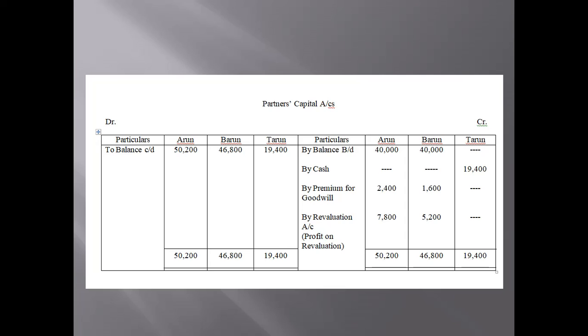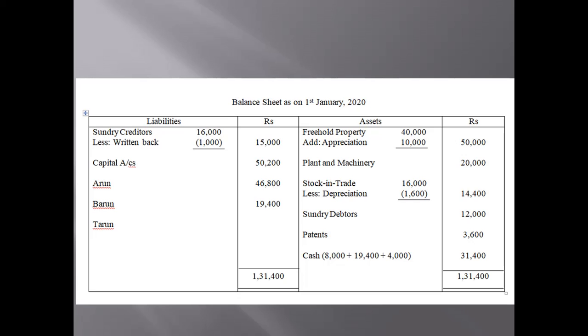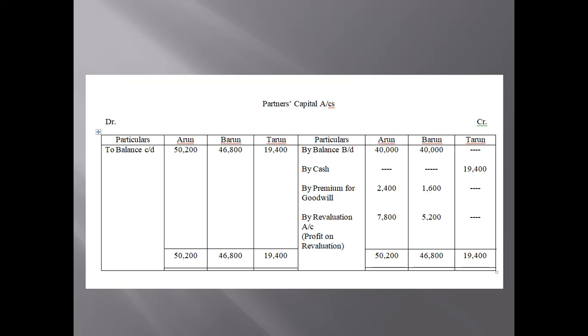So by balance b/d for Arun and Barun, we extract this balance from the balance sheet that is given. Look at the balance sheet. Remember, until and unless we finish the question, don't stop looking at the question. We have to look at the question continuously, because only this question guides us. So by balance b/d, Arun and Barun, from the balance sheet, 40,000 and 40,000. Cash, you can see here, by cash 19,400.